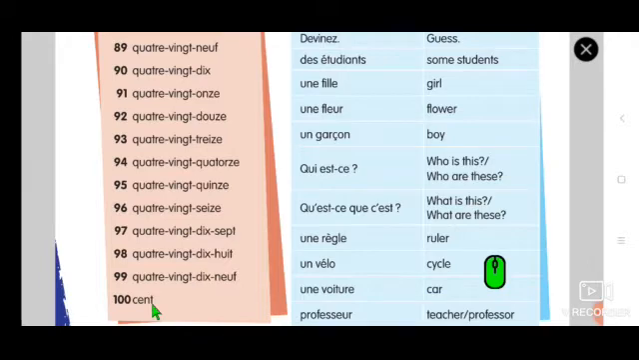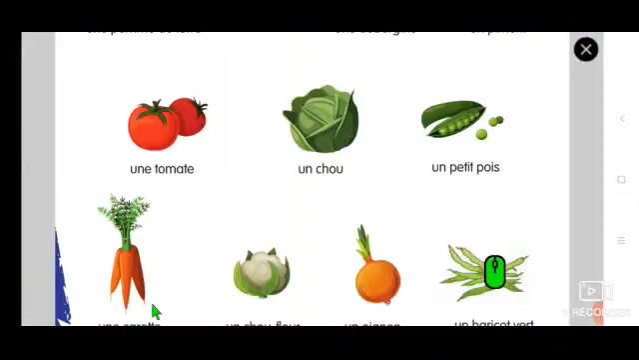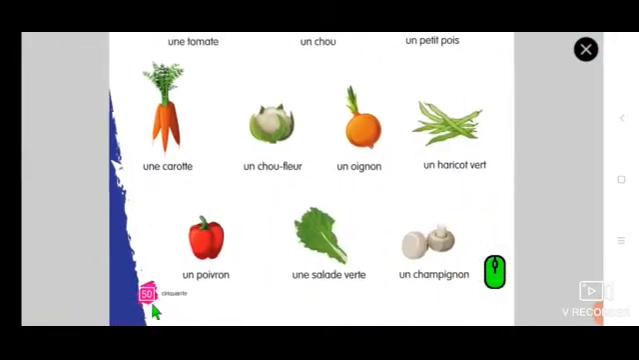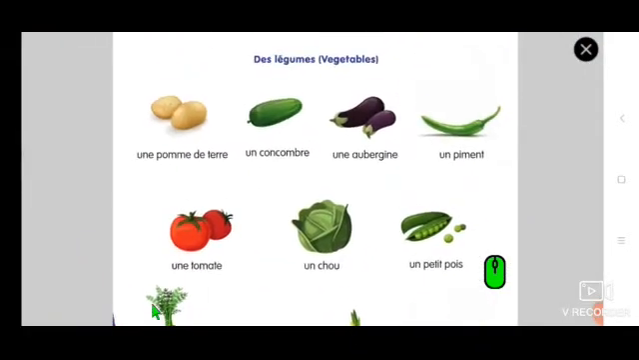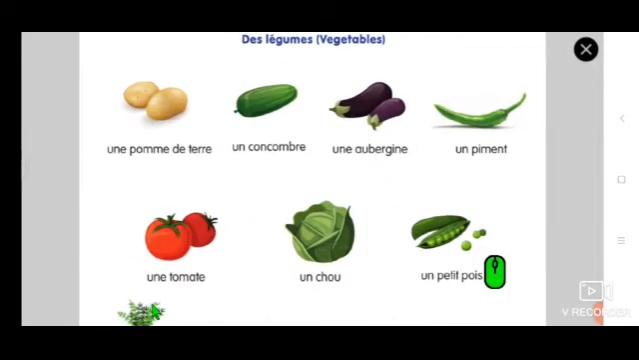Okay, so this is the revision for numbers. Today's online test will be for numbers. I will ask questions based on numbers from 50 to 100. Now go to page number 50. Let's revise these vegetables once again.